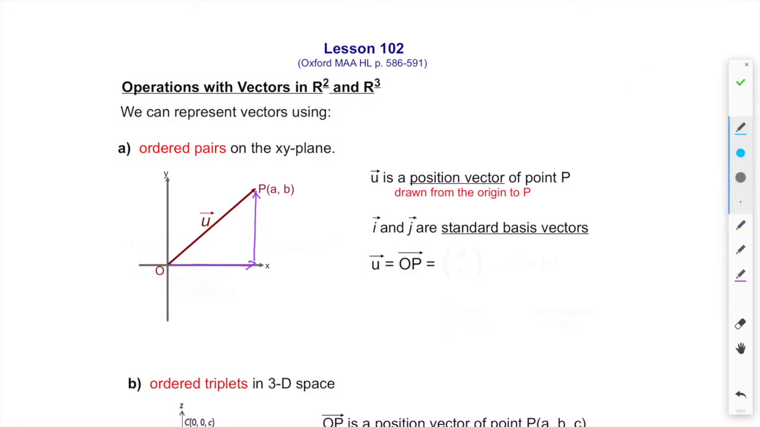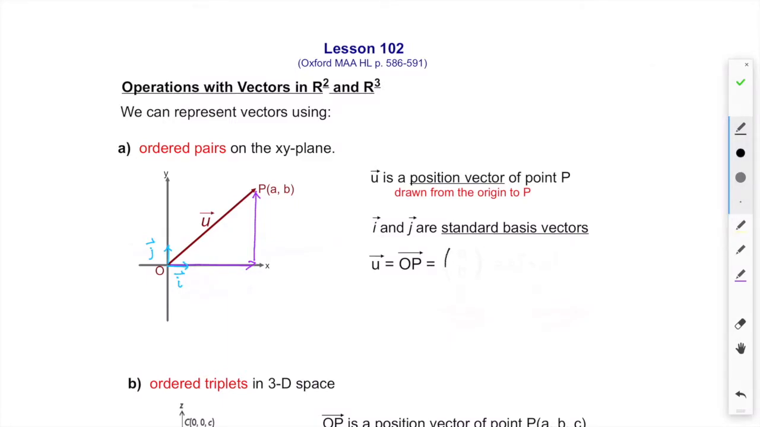In vector space, we use a unit vector, a vector that is 1 unit long, along the x-axis. We call that vector i. And a vector that is 1 unit long from the origin along the y-axis, this is the unit vector j. Okay? So in this case, because we do have a reference point at 0, 0, we call u the position vector of point P. So i, j are the standard basis vectors. So now I can represent vector u, which is equivalent to vector OP, as follows.